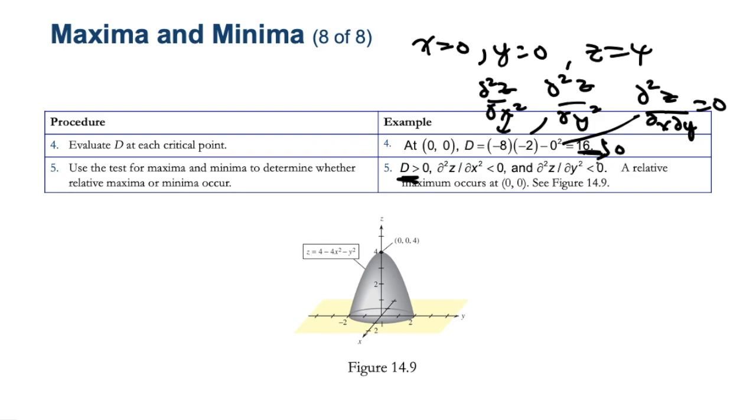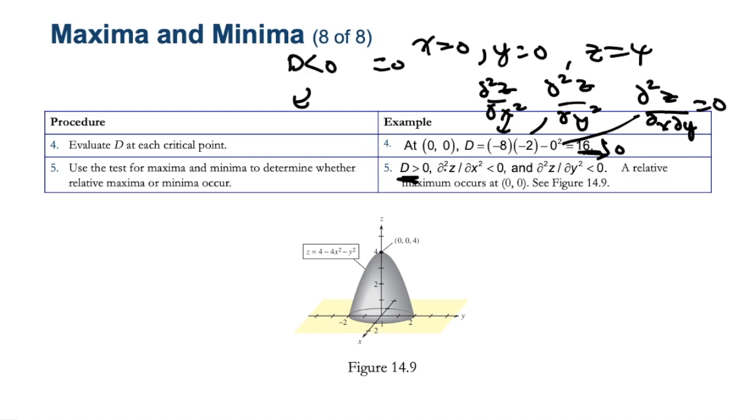When D is greater than 0, then we can check whether we have relative maxima or minima. But if we have D less than 0, what happens? Saddle point. But if it is equal to 0, remember, then the test fails. Alright, now let's move on with this example.